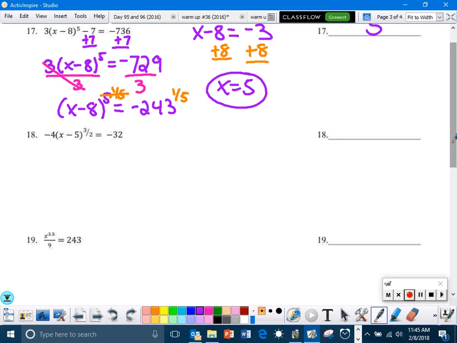Number 18. Again, looking at it carefully, I see 1, 2, 3 things that I need to get rid of, so that means it must be going to take 3 steps. In this problem, the first step is to get rid of the negative 4. Divide by negative 4. And a negative divided by a negative is a positive, so that should be positive 8, I believe.